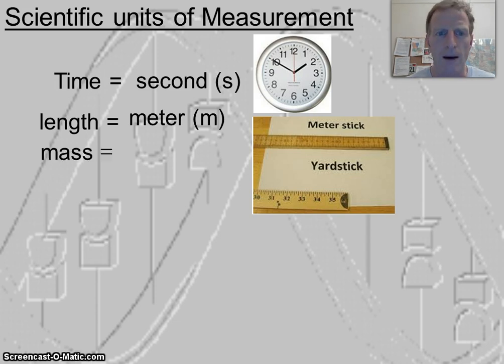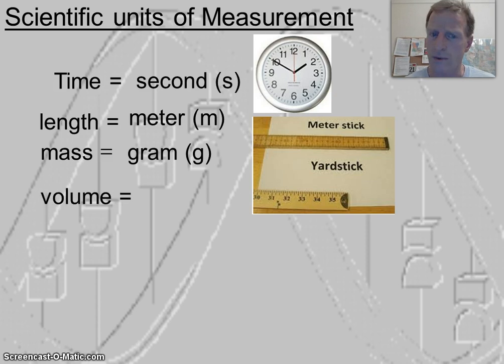Mass. Again, you think about ounces and pounds. Those are English units. They're not scientific. The unit for mass is the gram. How much is a gram? Well, 454 grams are in 1 pound. So a gram is a very small unit. We'll oftentimes use a kilogram for larger units, like your mass. We would use kilograms because the gram is so small. And we'll talk about some of those prefixes we use for these units.